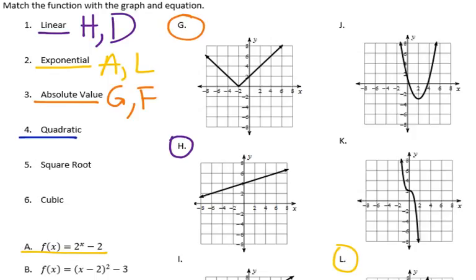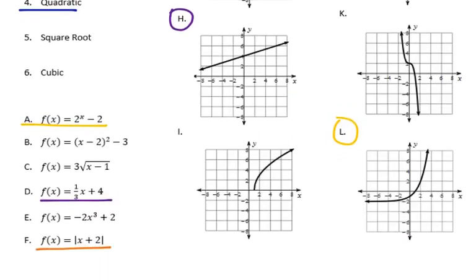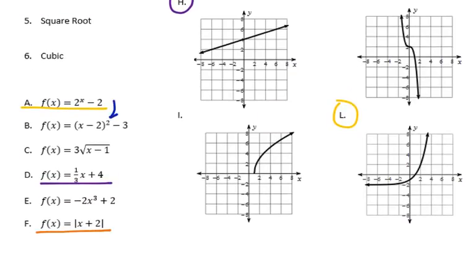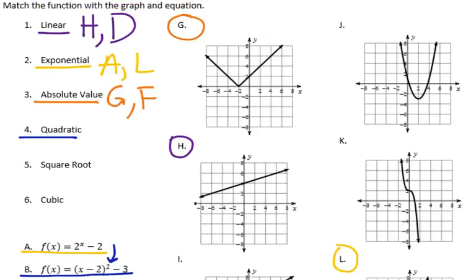Now quadratic, that's one you dealt with a lot last year. That's the one that has the square. Okay, so its equation is B, and it looks like the U. It's a parabola, so it'd be J.